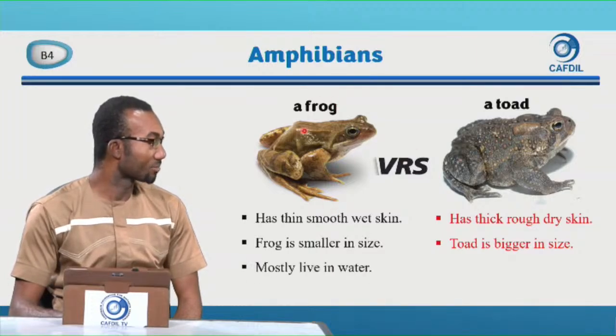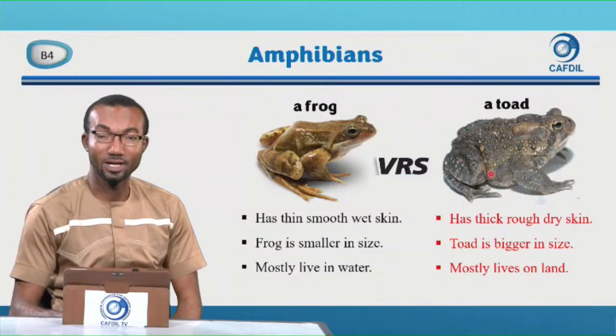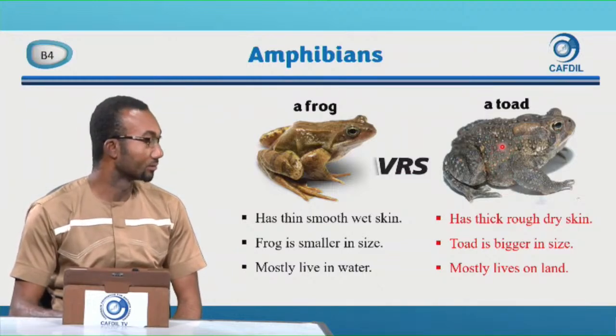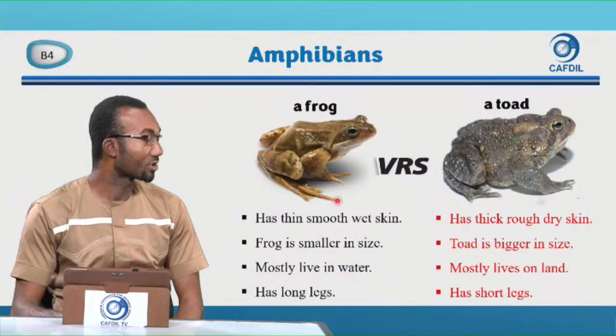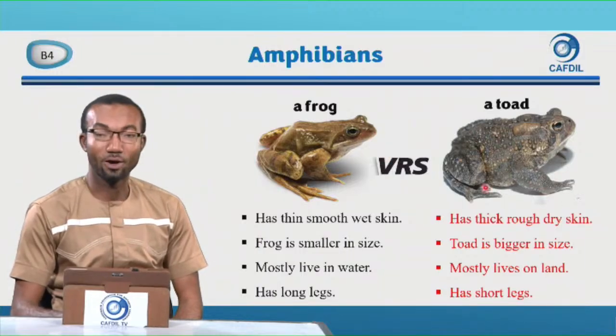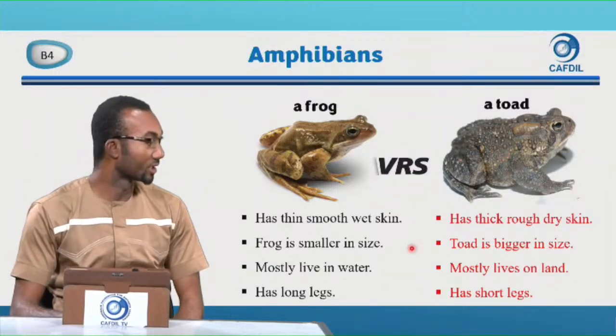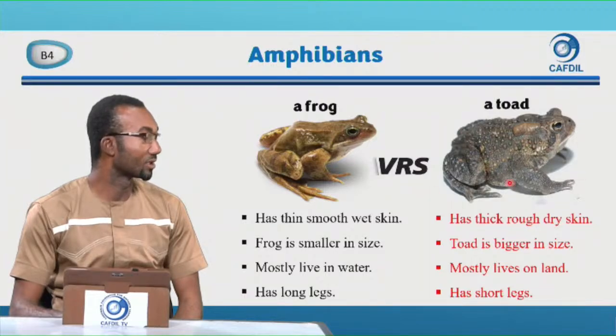3. Frogs mostly live in water. That is why they have wet skin. And toads mostly live on land. That is why they have dry skin. And then frogs have long legs, and toads have short legs. So in movement, the frogs leap. They move by leaping, a long jump, and then the toad moves by hopping. Okay, these are the differences. Most of the ones we see around are toads, not frogs.